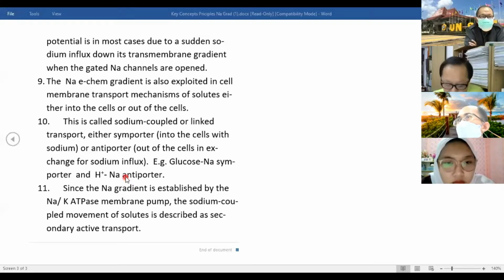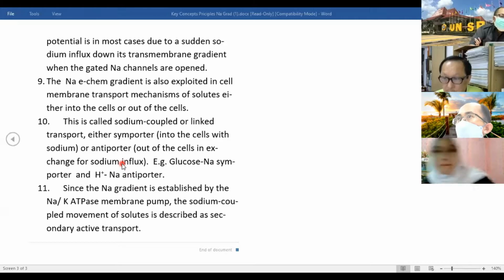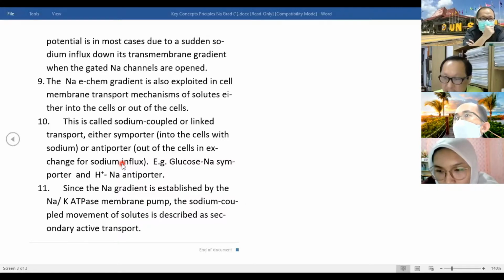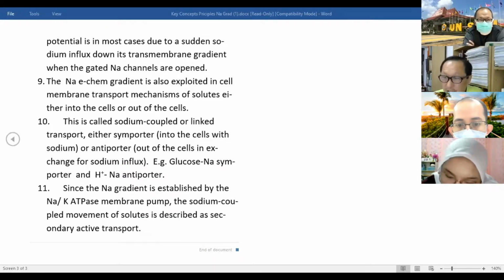So I give you two examples here. Every time after a meal, when you absorb glucose from your food, sodium comes into your intestinal cell by using the sodium electrochemical gradient. So this is a good example of a glucose sodium symporter. Now another example is the antiporter in the opposite direction. The sodium gradient is exploited in the kidney, for example, in order to secrete your hydrogen ion. And this is part of the overall process whereby the pH of your blood and body fluid is controlled very carefully.